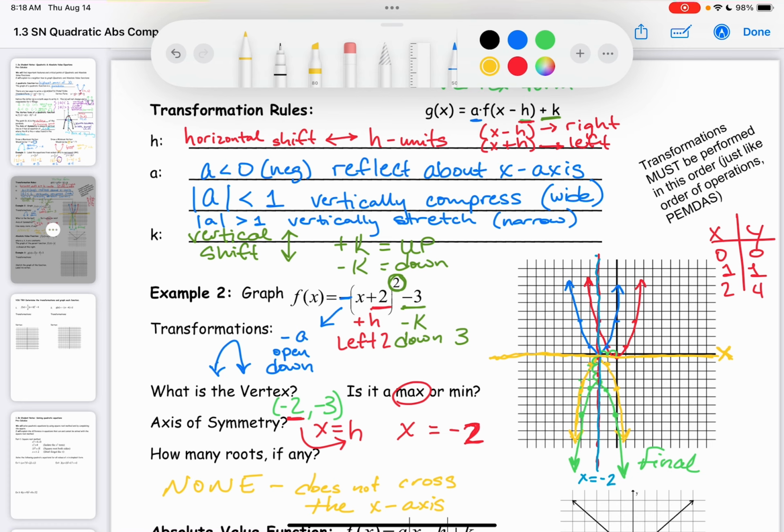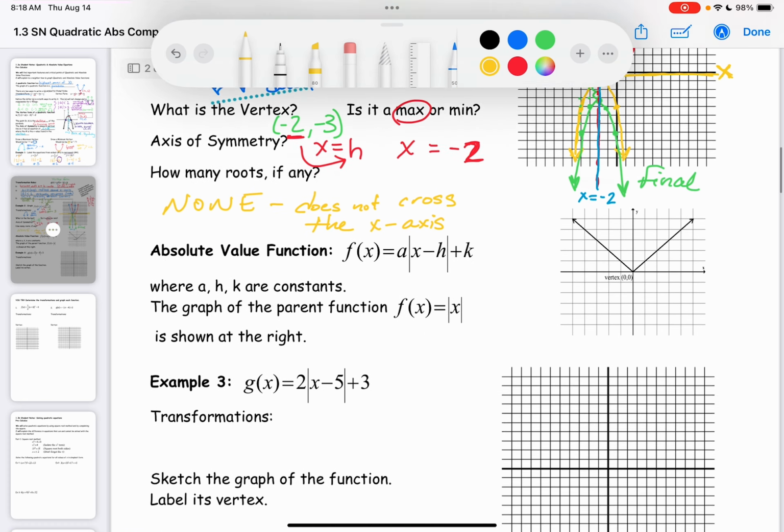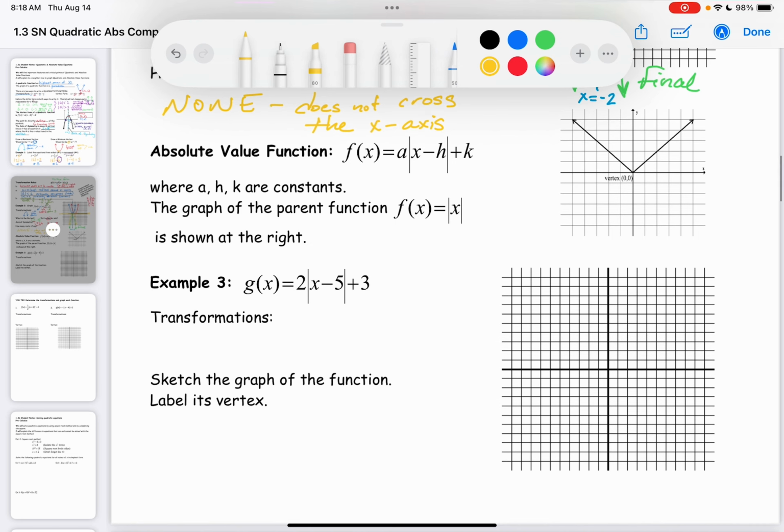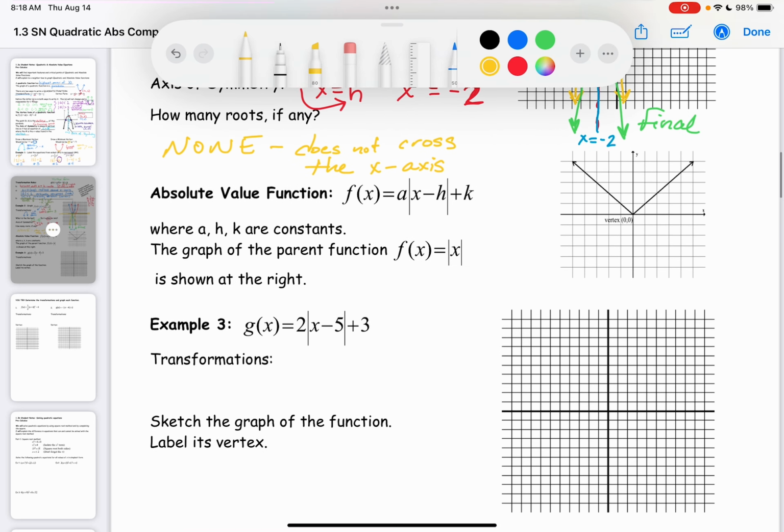All right. Really quickly to wrap up here, we're going to look at the absolute value function, which if you remember, V for value, this is our V-shaped graph. It's always positive unless you have a negative A value, but in its parent form, it's always going to be positive because the absolute value of every number is positive.